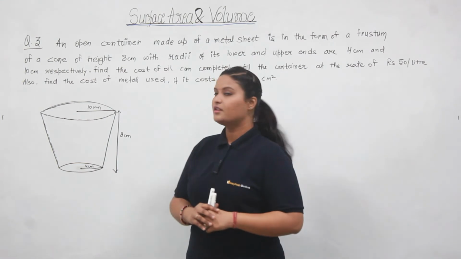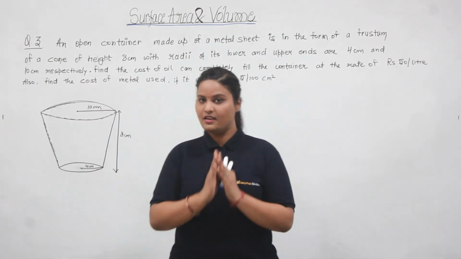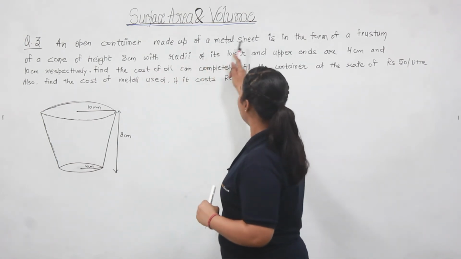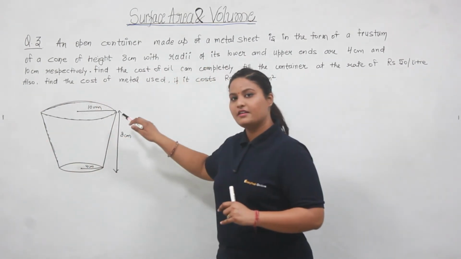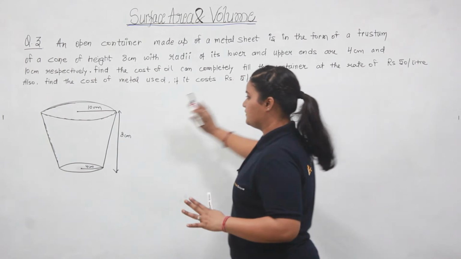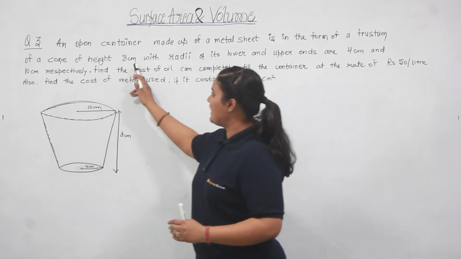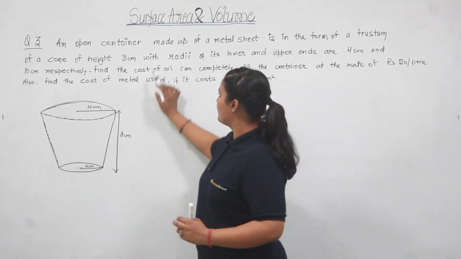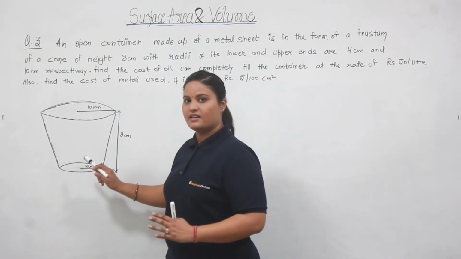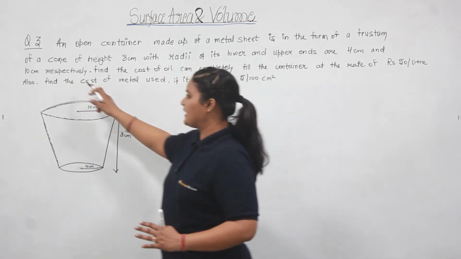Okay class, now come to the third question. This question will comprise many parts, so just look at the question very carefully. Now the question is an open container made up of a metal sheet. This is my open container and it is made up of a metal sheet, right? It is in the form of a frustum, like you can easily recognize the shape, that is a frustum of a cone of height 8 centimeter. Height is given, that is 8, with radii of its lower and upper ends. Both the radii are given. Lower is 4 centimeter and upper is 10 centimeter respectively.